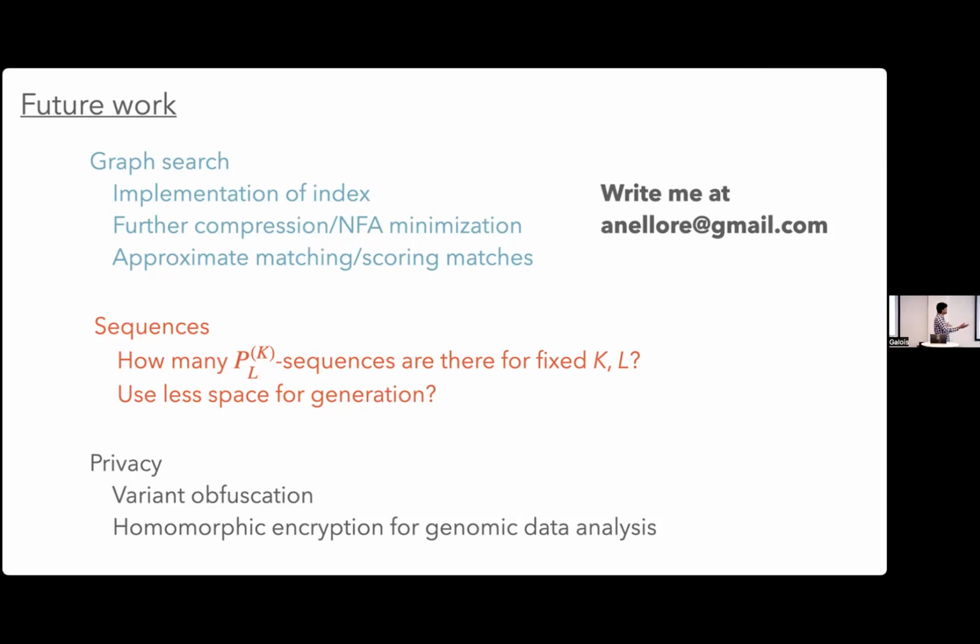Now there's a class of problems that might be of interest to folks at Galois in genomic data privacy. This is an eminently fundable space because it's in our national security interest to protect genomic data privacy. There's the variant obfuscation problem that I talked about, but one class of problems I didn't talk about is homomorphic encryption for genomic data analysis.